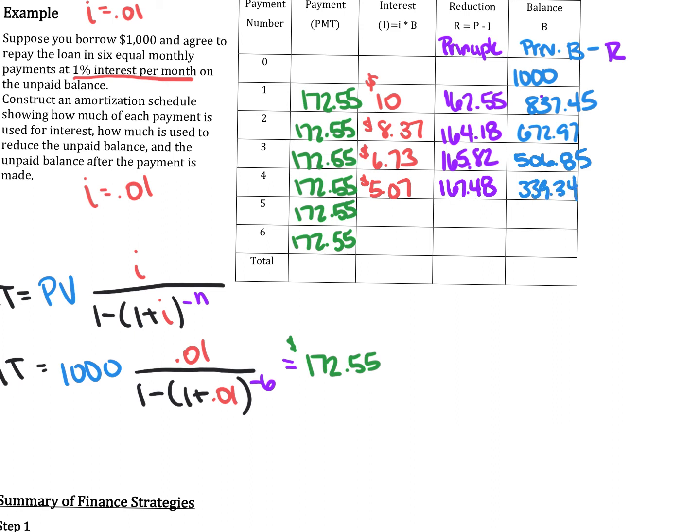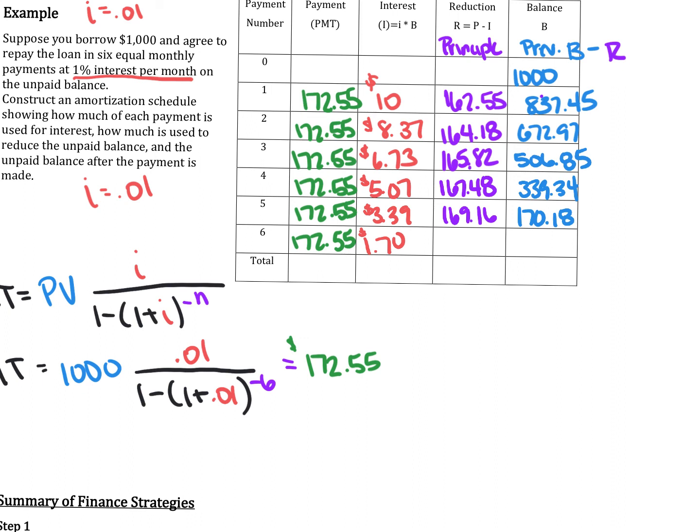Again, I'll multiply that by 0.01, and I get $3.39 here. And I'll subtract that from the 172.55, and I get $169.16 here in the principal. And I'll subtract that from 339.34 minus 169.16, and my new balance is 170.18. And again, I'll multiply that times 0.01 for the final payment. $1.70 is how much I'm paying in interest.